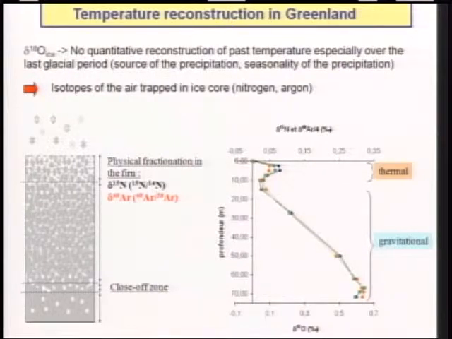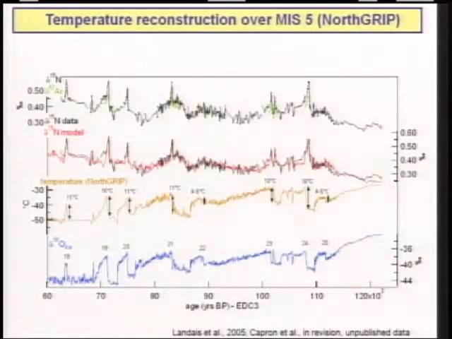Indeed, when we have a rapid warming, we will have at the top of the firn a warm temperature. Here it will still be cool, and we will have over the entire firn a thermal fractionation, so that our delta 15N and delta 40 argon will increase in the air bubbles. So that's exactly what we obtain when we look at the gas record.